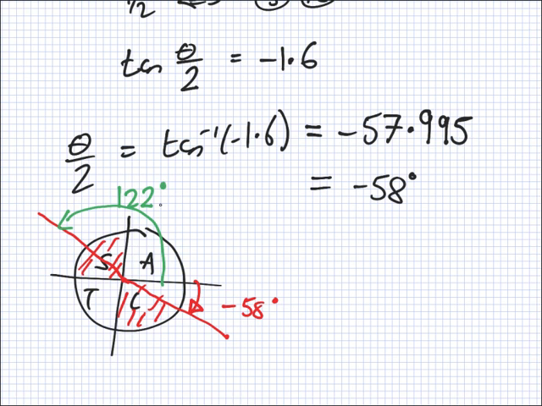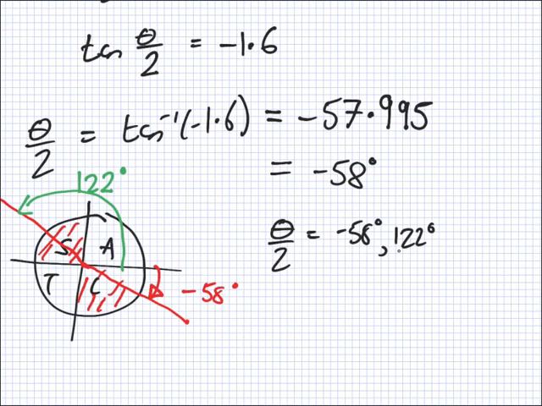122. But of course you could just use the rule I gave you in class. To get the second answer for tan, you add 180. So minus 58 plus 180 is indeed 122. So far we have 2 answers. Theta over 2 equals minus 58 or 122 degrees. But we need to make extra answers.